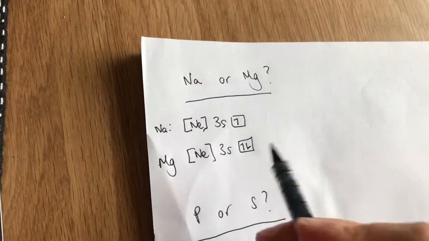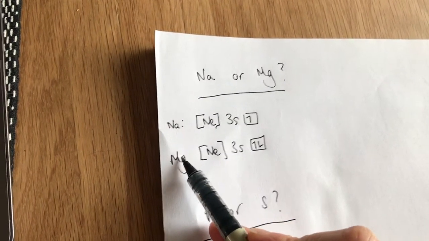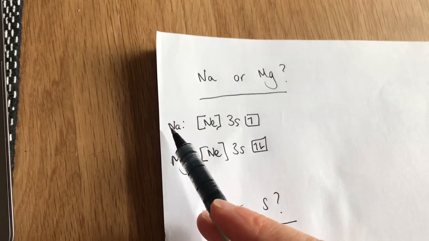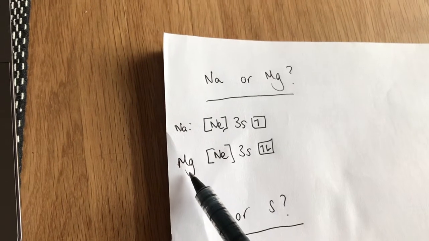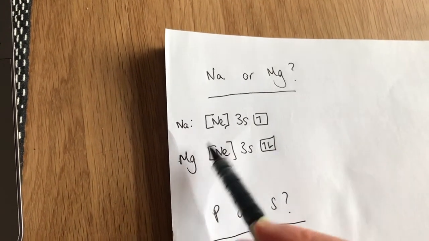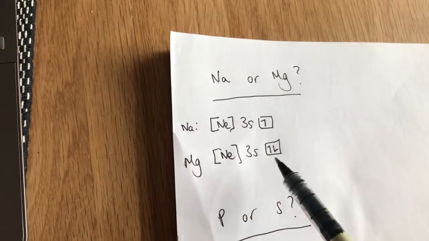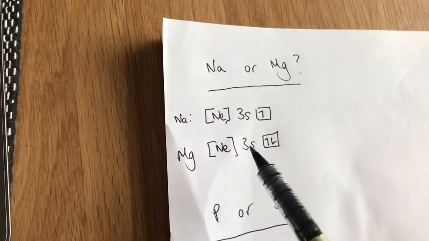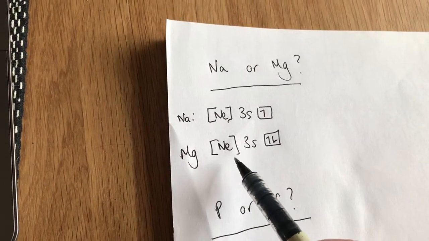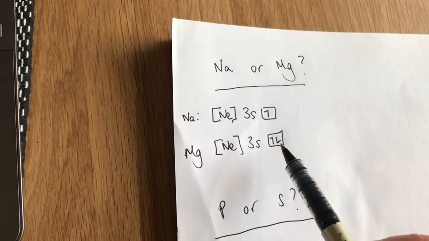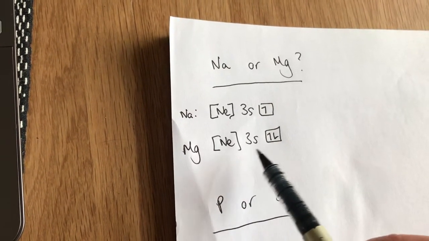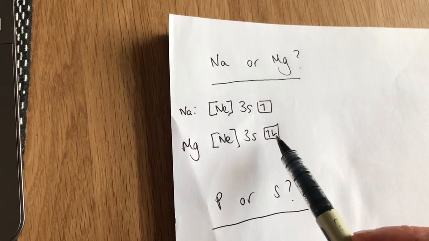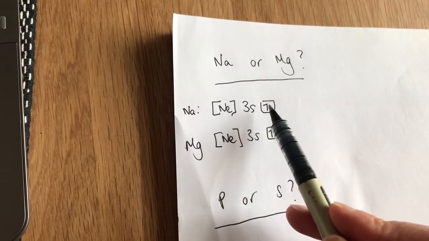So magnesium here has a nuclear charge of 12+ because it's got 12 protons. Sodium's got a nuclear charge of 11+. Because magnesium has more protons, it's actually got a slightly smaller atomic radius because of that extra proton providing a higher nuclear charge, so it pulls that outer shell in a little bit further. And because of that, it's harder to remove the electron from the orbital here. So magnesium has a higher first ionisation energy than sodium.